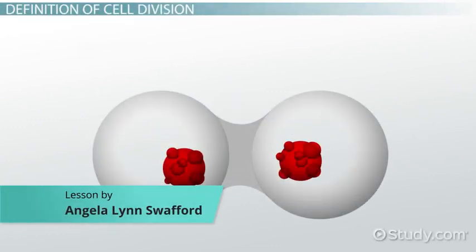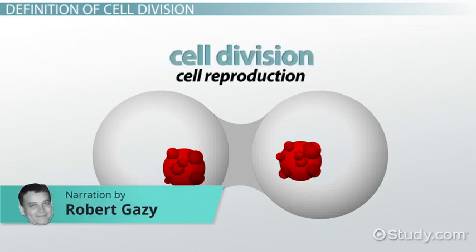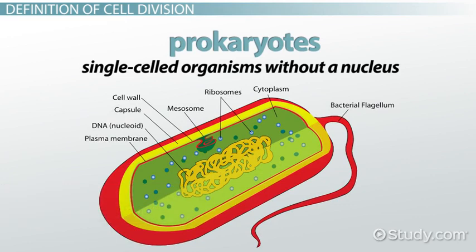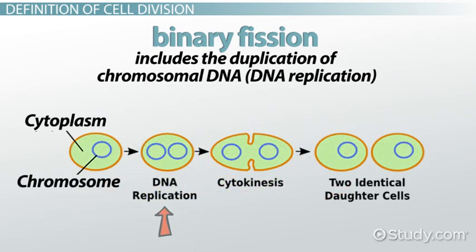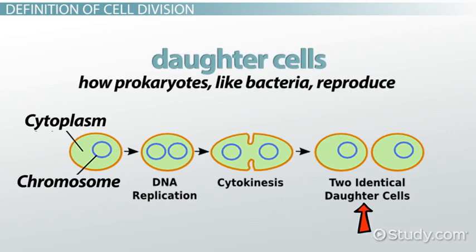In order to make new cells, all cells must undergo cell division, or cell reproduction. In prokaryotes, single-celled organisms without a nucleus, cell division occurs by binary fission. This process is very simple and includes the duplication of chromosomal DNA replication, followed by cytokinesis, or the splitting of the cell into two new cells. Binary fission results in two identical daughter cells. This is how prokaryotes, like bacteria, reproduce.